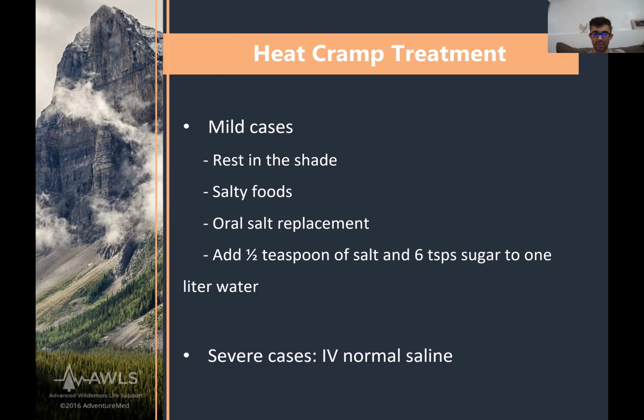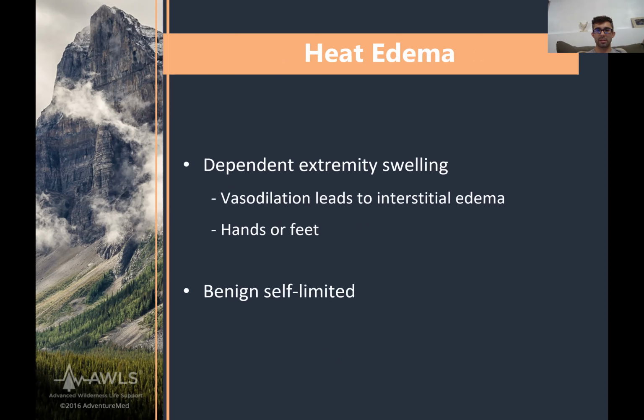There are salt tabs. There's also ways that you can make this on your own. You can take half teaspoon of salt, mix that with 6 teaspoons of sugar into 1 liter of water. Or if you just have like a sports drink, you can mix that 50% with water, and that'll lead to a proper electrolyte balance.